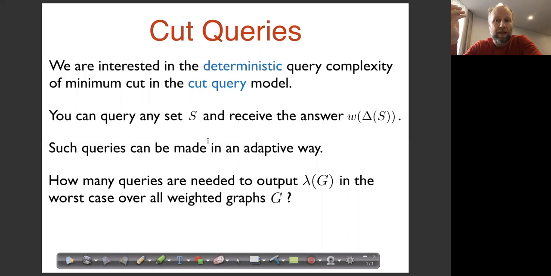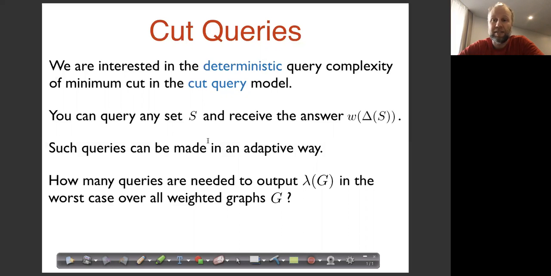And it's a normal decision tree model, so you can ask these queries in an adaptive way. You can ask a query, you get an answer, then you get to decide what query you want to make next. And you proceed in that way until you've made enough queries to actually output the weight of a minimum cut on the input graph.